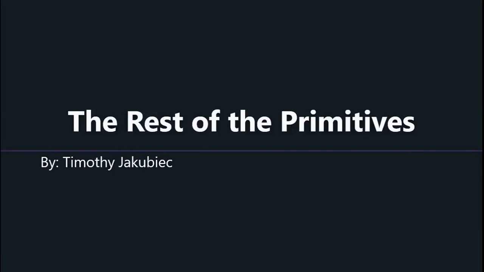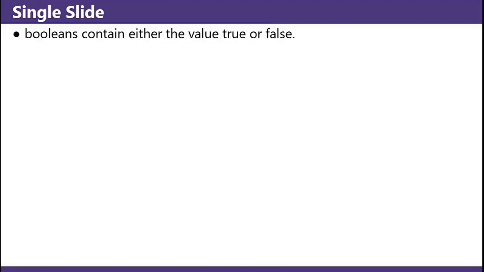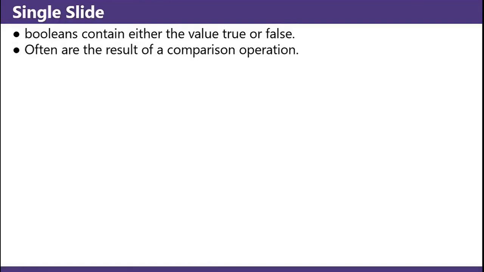This video will cover the rest of the primitives in JavaScript, that being Boolean, null, and undefined. Booleans contain either the value true or false. They are often the result of a comparison operation. 1 == 1 results in true.